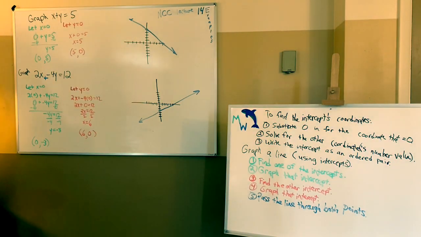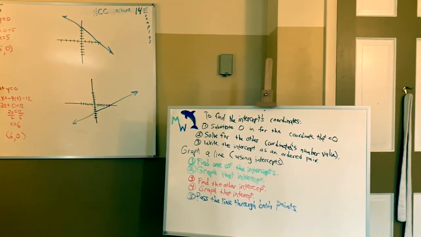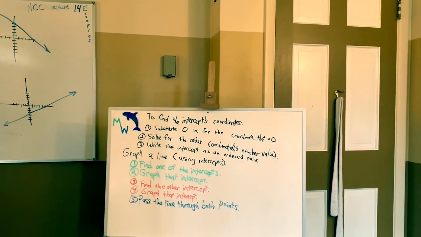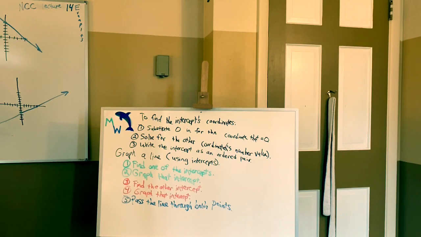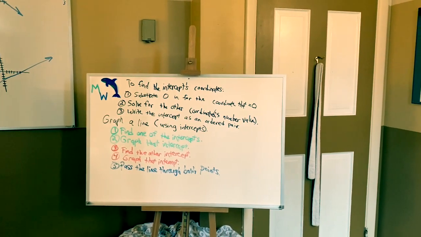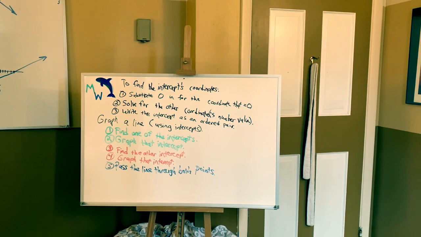I'll read through them for you again. We're going to find one of the intercepts. I do it in green, and I usually let x equal 0. We're going to find out exactly what that ordered pair is and put it on the graph. Now we go back and get the other one. I do it in red. I usually let y equal 0 because I need both before I can graph them.